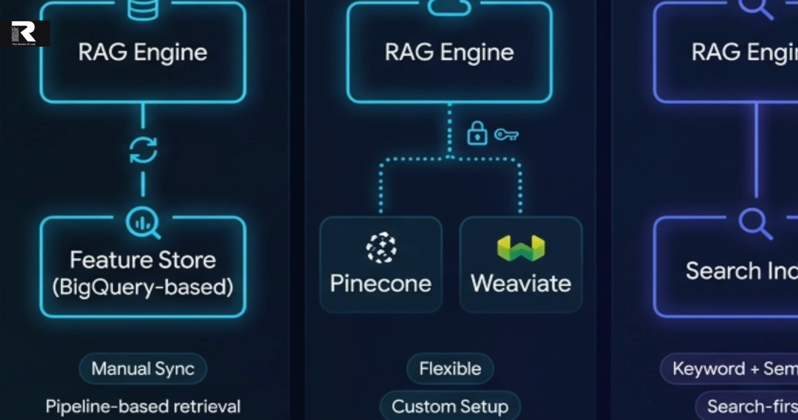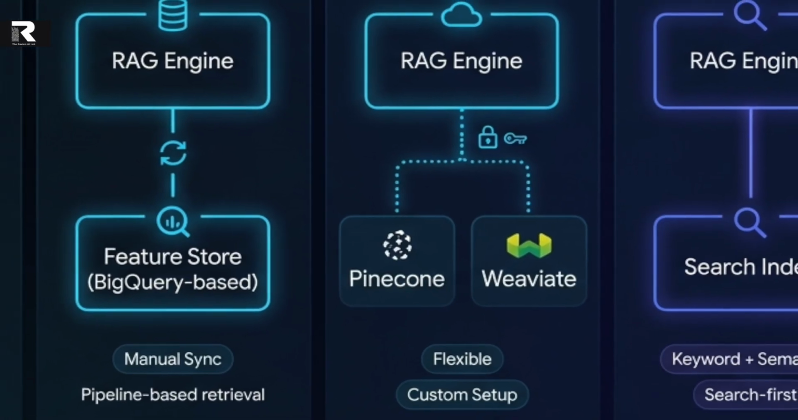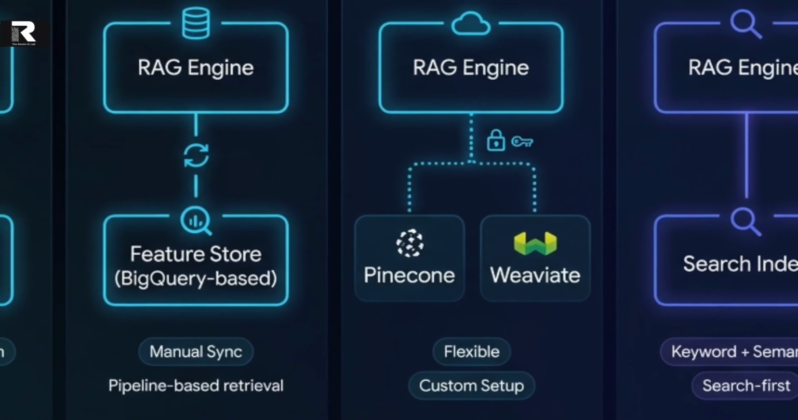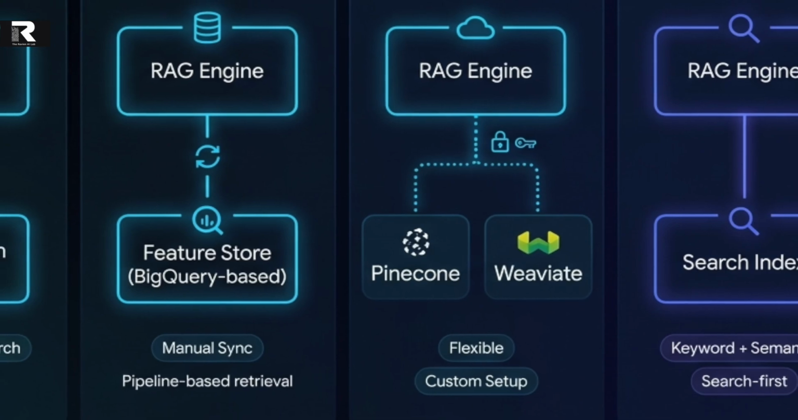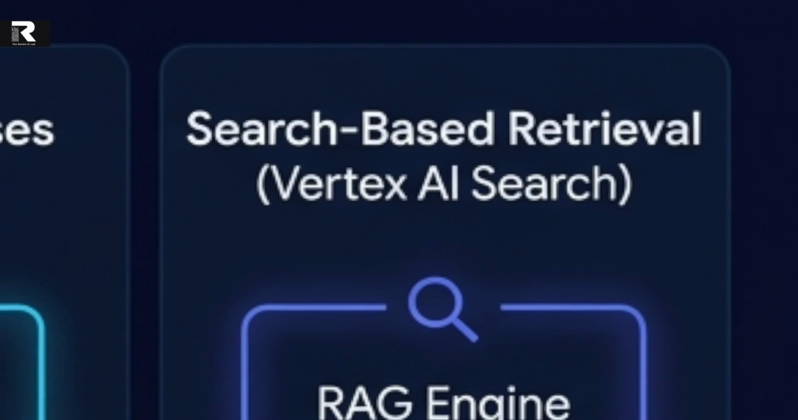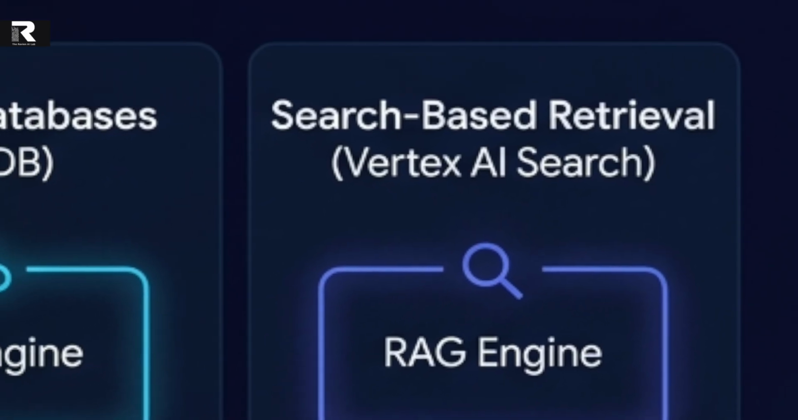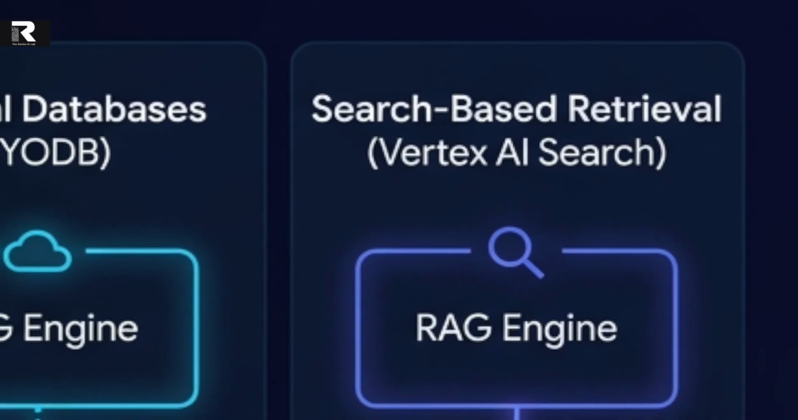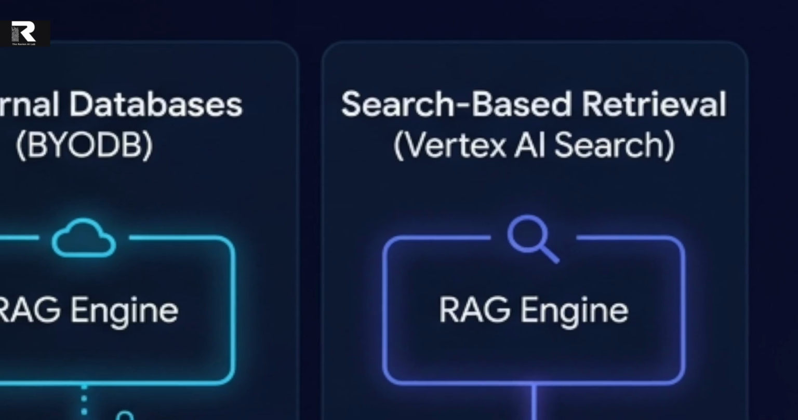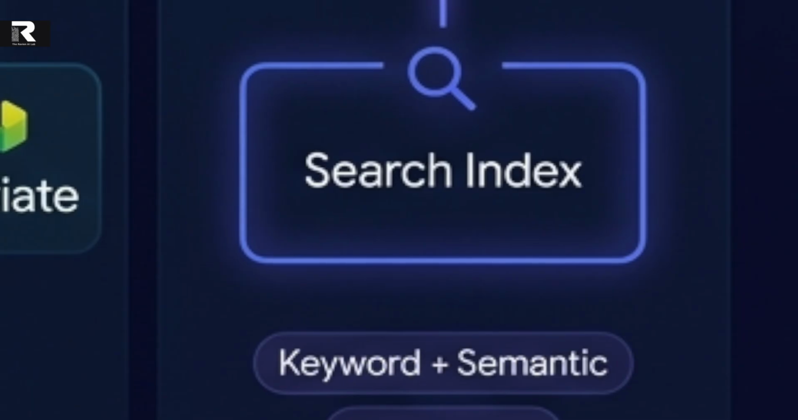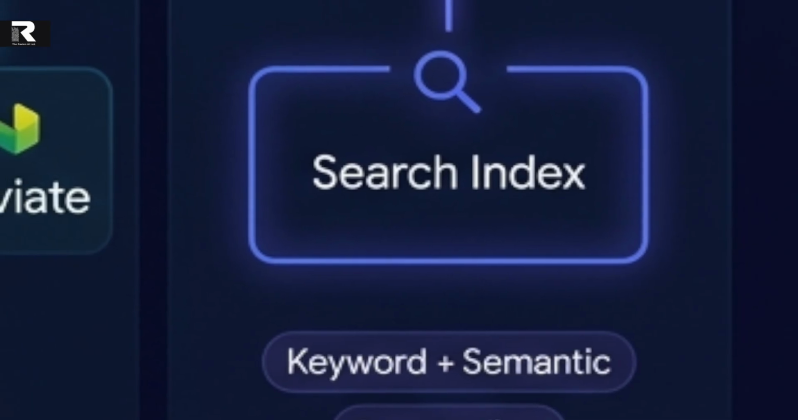Trade-offs: updates may not be immediately reflected. Cost and performance vary by provider. 5. Search-based retrieval option, Vertex AI Search. In addition to vector databases, RAG engine can use Vertex AI Search as a retrieval backend. Uses keyword plus semantic ranking.